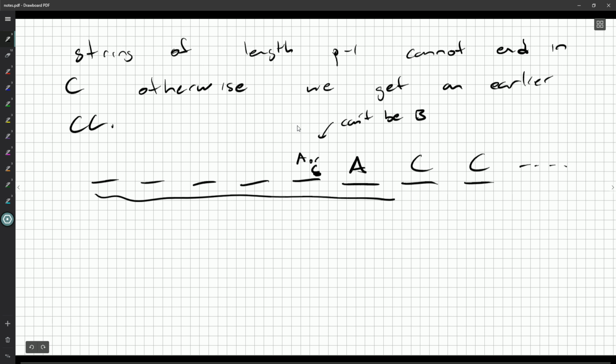Anytime I do a C, I can't have another C ahead of it. So I have to have an A or a B. Anytime I have an A, I can't have a B ahead of it. So I'd have to have an A or a C. Right?